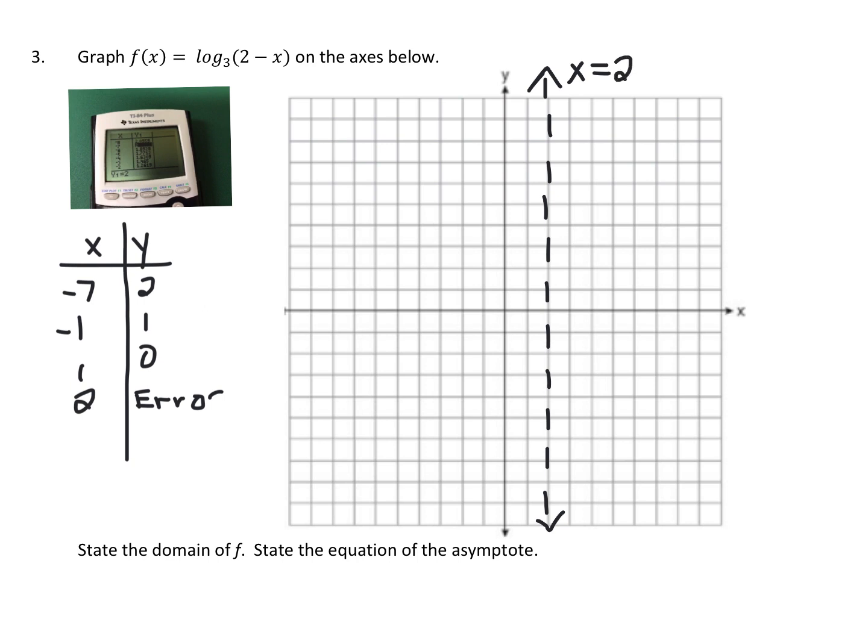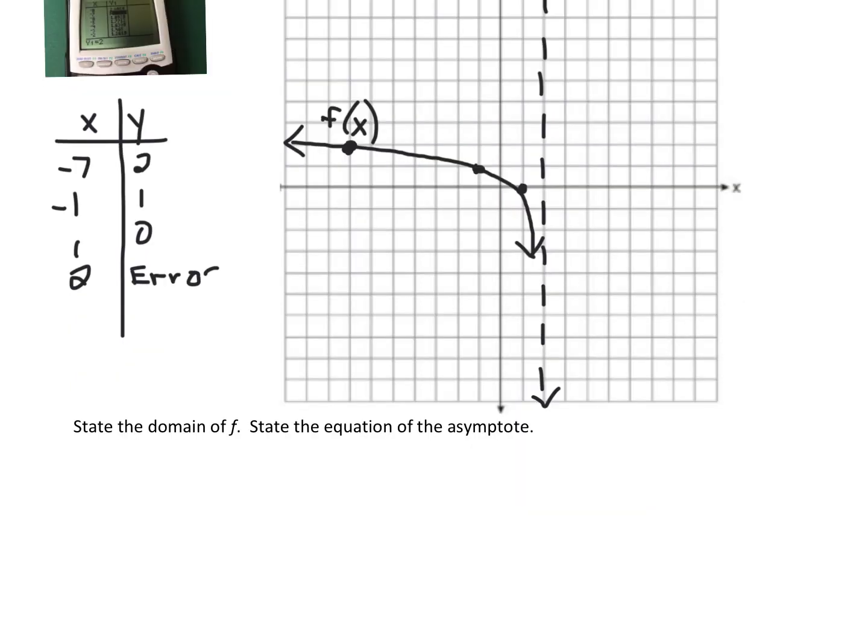Okay, so then let's just plot these points. Okay, so here we go. Here's our graph, and I labeled it just f of x. If you want to write the whole equation, you can, and you could see that it's coming closer and closer and closer to the asymptote of x equals 2, but it's never actually going to reach it. Now below they want us to state the domain.